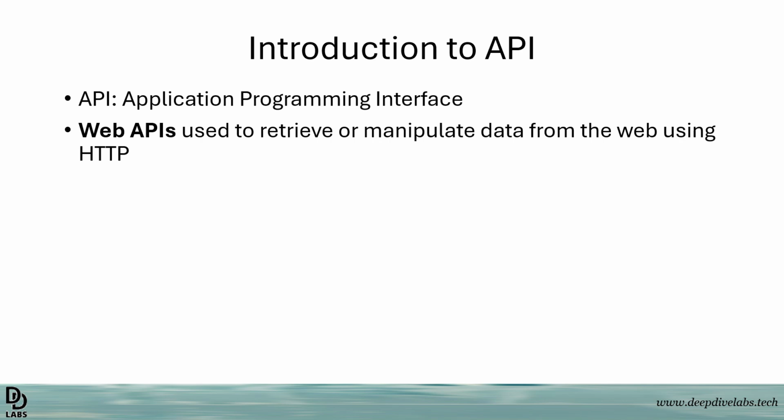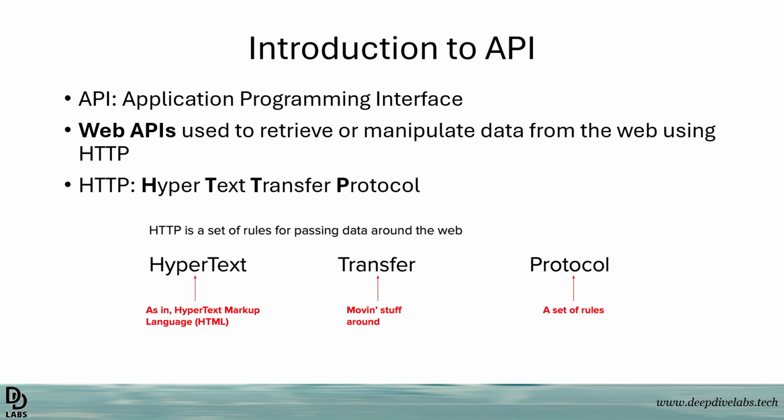So in this module, we are of course going to talk about web APIs. Web APIs are essentially a good way of how we retrieve or manipulate data from the World Wide Web, right? And it uses a protocol called HTTP. HTTP stands for Hypertext Transfer Protocol. Protocol essentially means a set of rules for exchanging data or passing data around on the web, right? Hypertext refers to the HTML.